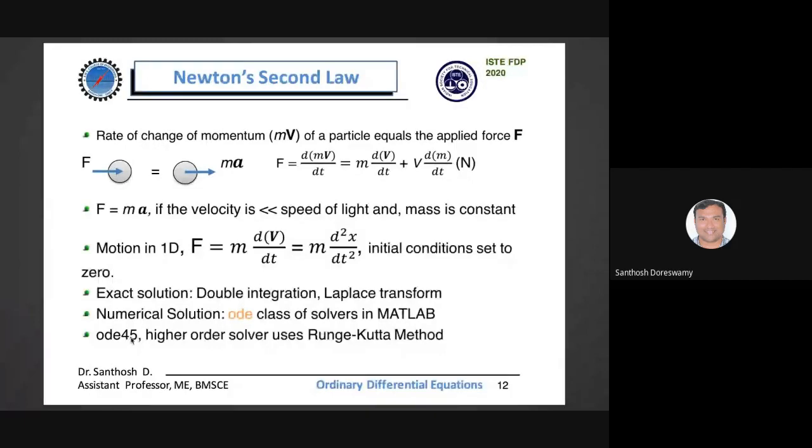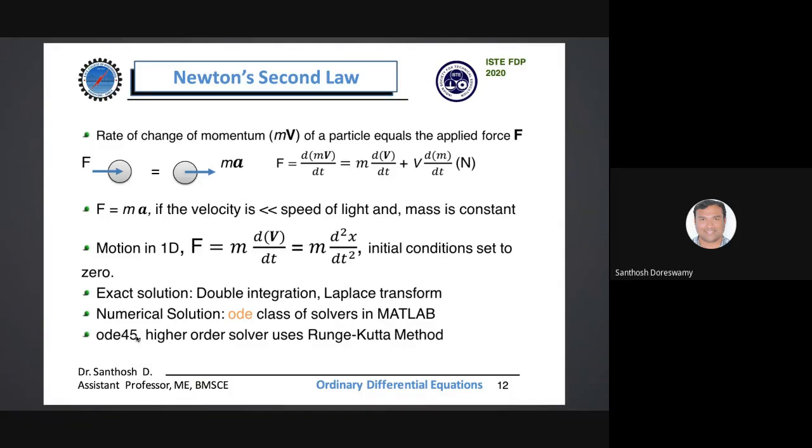4 stands for the RK4 method and 5 stands for the RK5 method. The RK5 method is a Runge-Kutta fifth order method, so you will have 5 slopes that will be estimated, like K1, K2, K3, K4 and K5. And using RK4 and RK5, they try to build an adaptive time stepping algorithm.